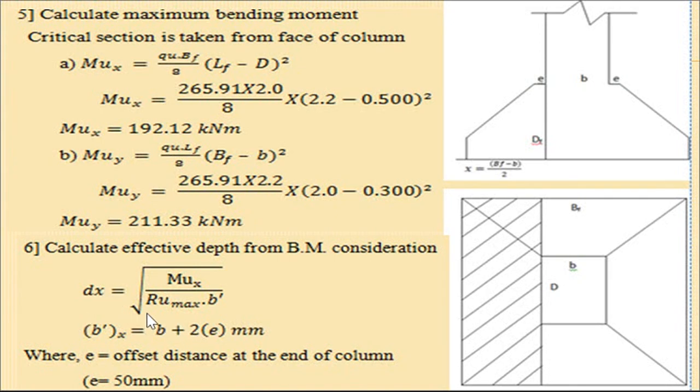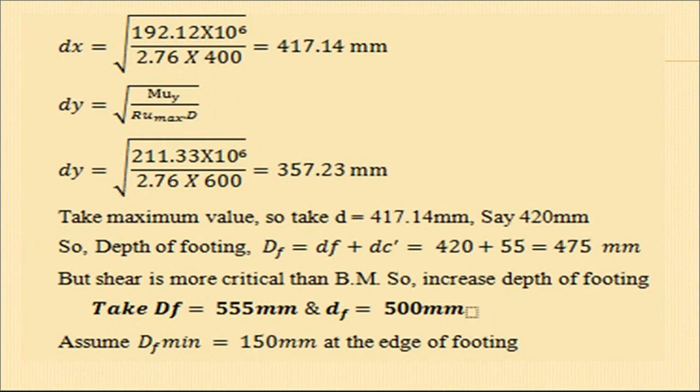Then once we know the mu x and mu y, we can find out the depth. For the balanced section we know that it is under root of mu x divided by ru max multiplied by b. Now here we have considered b dash because this is the sloped footing, trapezoidal footing. That's why to place the centering it is necessary to give some offset. 50 mm is considered, and that's why we have taken b dash is equal to b plus 2 times of e, and e is assumed as 50 mm. So we get dx is equal to 417 and dy is equal to 357. Now take the maximum value. D is equal to 417, say 420.